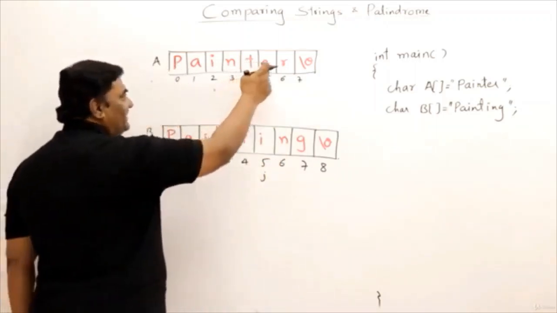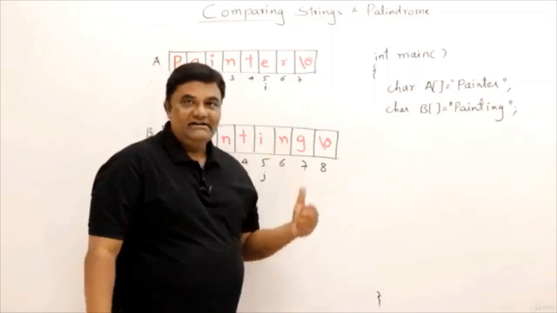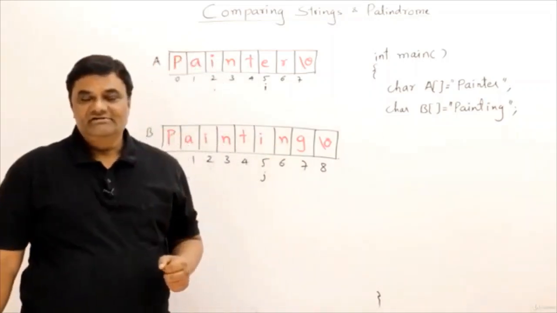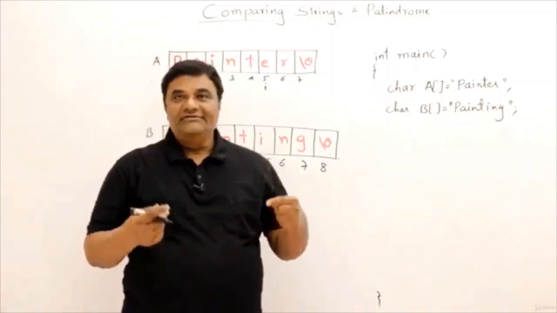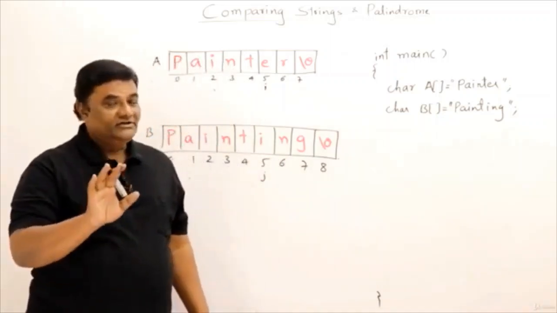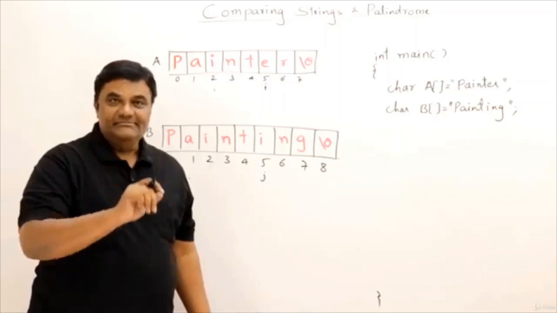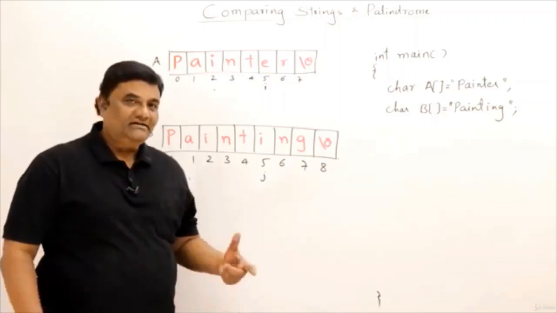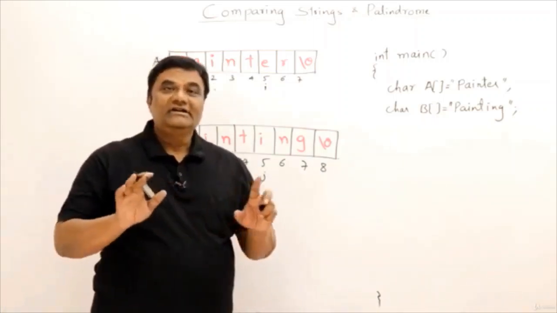Then here if you see, it is E, but it is I. So they are not matching. So no need to continue further. If any one alphabet at corresponding locations is not matching, then the two strings are not same. Yes. Then the answer is they are not equal.